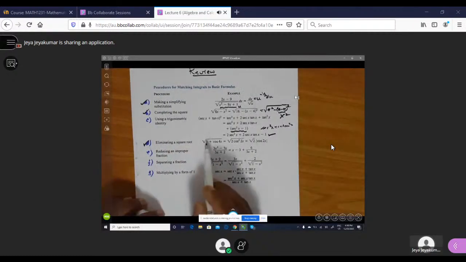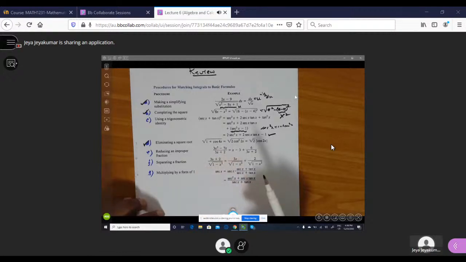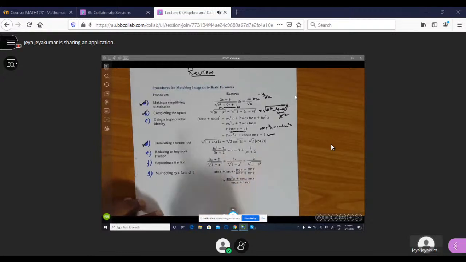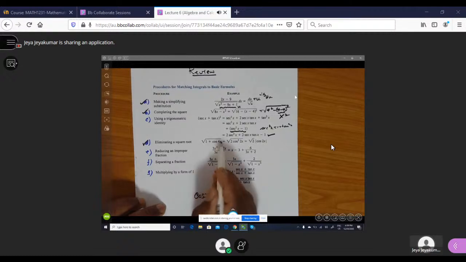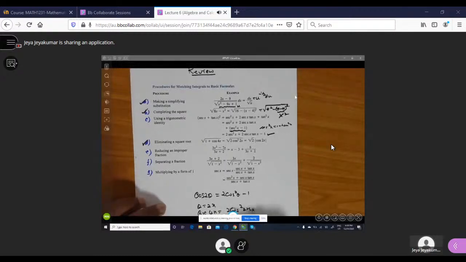Here, the square root of 1 plus cosine 4x. So it will be easier if you can get rid of the square root here. Now, how do you get rid of the square root? It's 1 plus cosine 4x. You can use the half angle formula. So cosine 2 theta equals 2 cosine squared theta minus 1. So to convert the cosine 4x, you put theta equals 2x, right? So that gives you cosine 4x equals 2 cosine squared 2x minus 1.